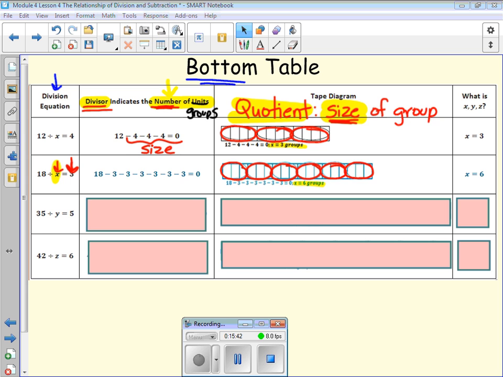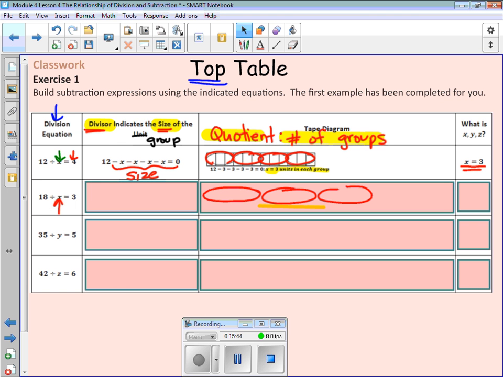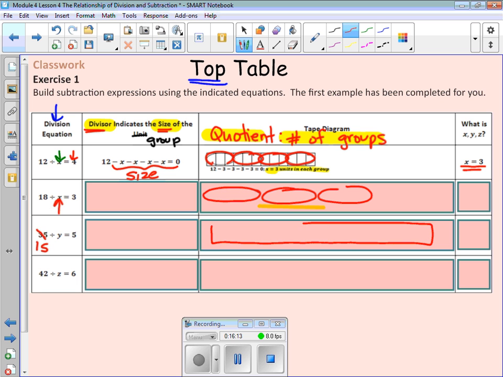Let's try another one. Let's go back to the top table, and let's look at 35 divided by y equals 5. Ew. Let's change that to 15. Okay, make that 15. How many of you already did the 35? All right. So 15 divided by y. So our quantity is 15. So draw 15.